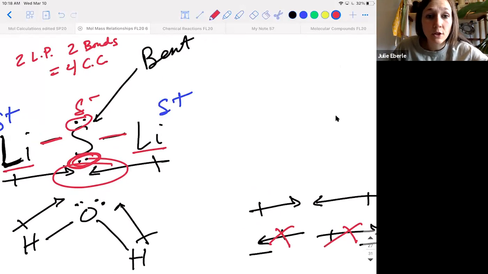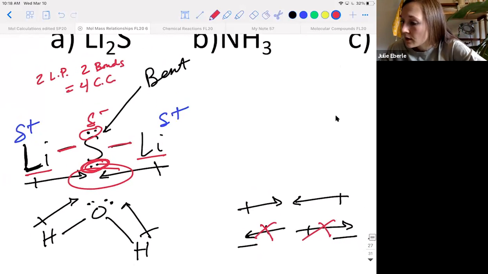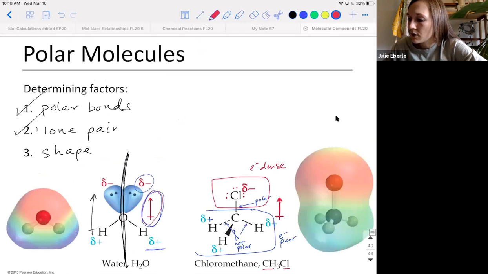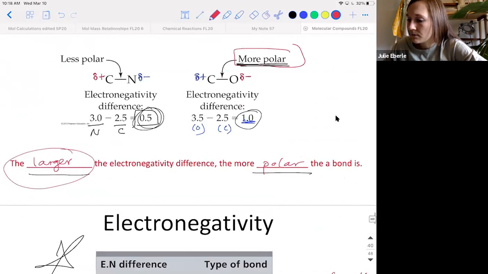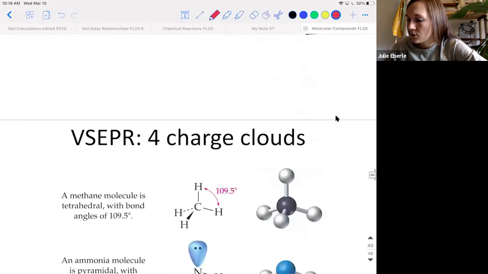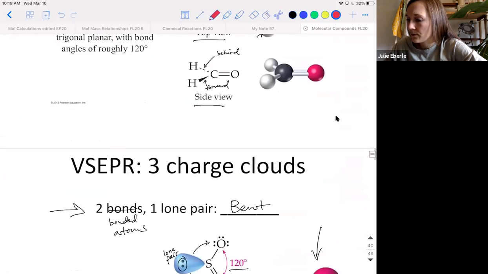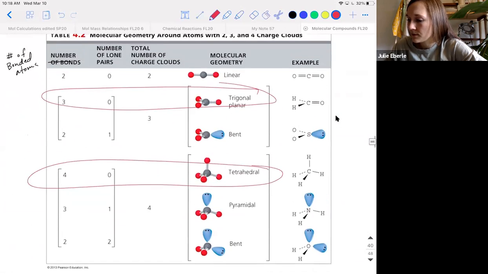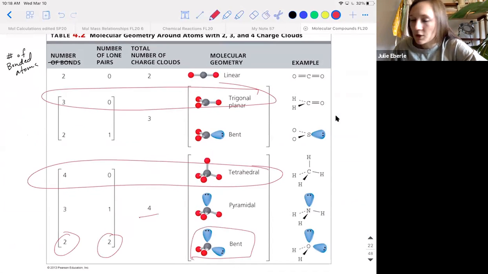So if we go to the geometry chart, that is also chapter 4. I'm gonna go over to that table. I gotta scroll up. Right up here. Here it is. So if you have number of bonds or number of bonded atoms, if it's 2, and then you have 2 lone pairs, that's 4 charge clouds, that corresponds to bent geometry. Does that help answer your question, Whitney?